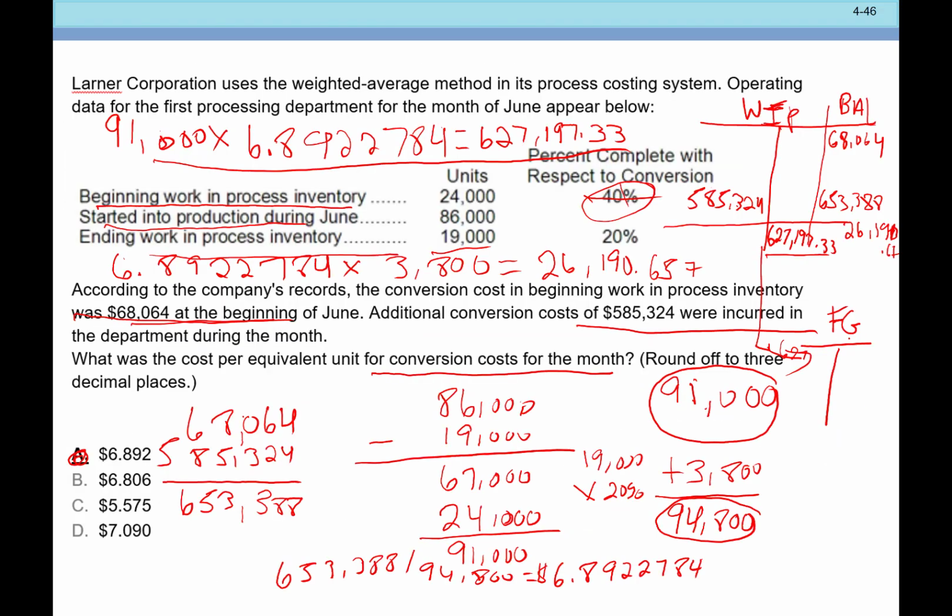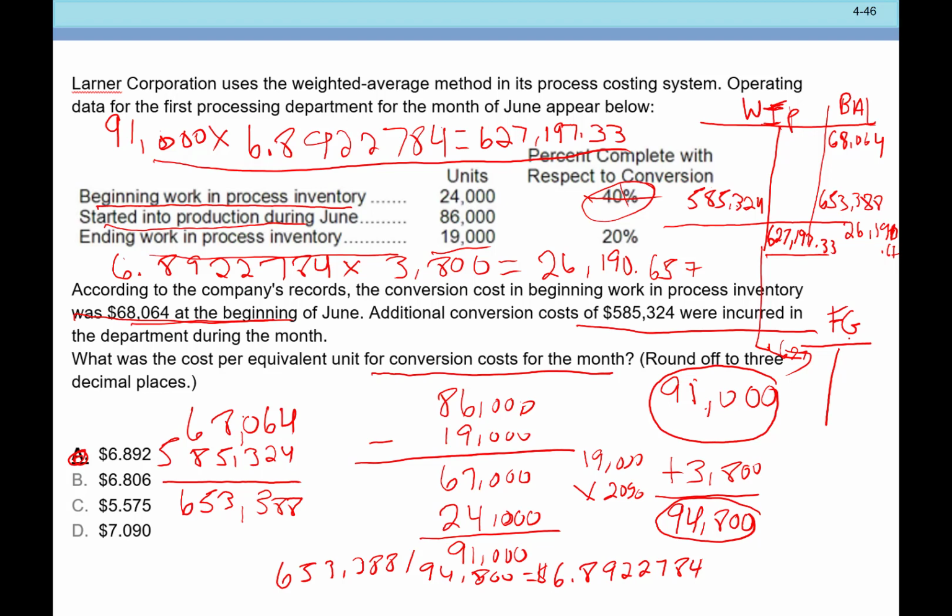Let's look at another one. Let's look at this one and suspend your eyes for a second to not look at all this writing all over it, and I'll explain it as we go along. So right now, just look at the printed information, not the scribbling. Beginning work in progress is what? 24,000. Starting production is 86,000. Ending work in progress is 19,000. Do they tell me the units that were transferred out?